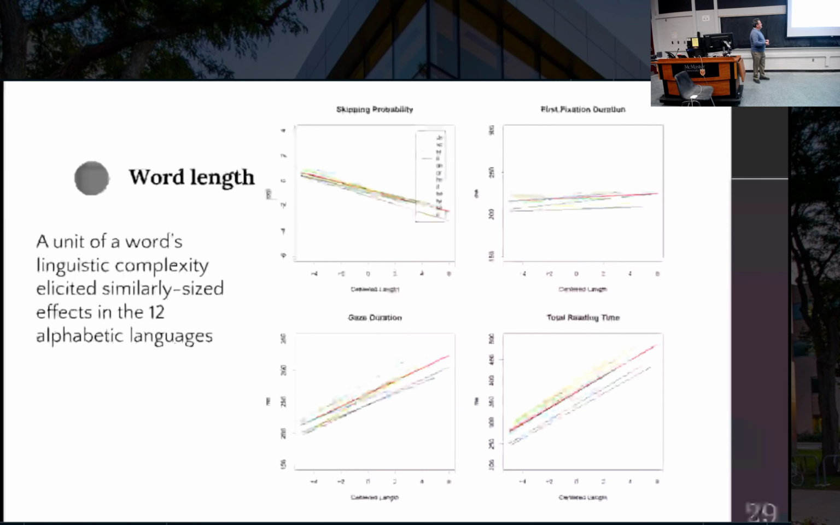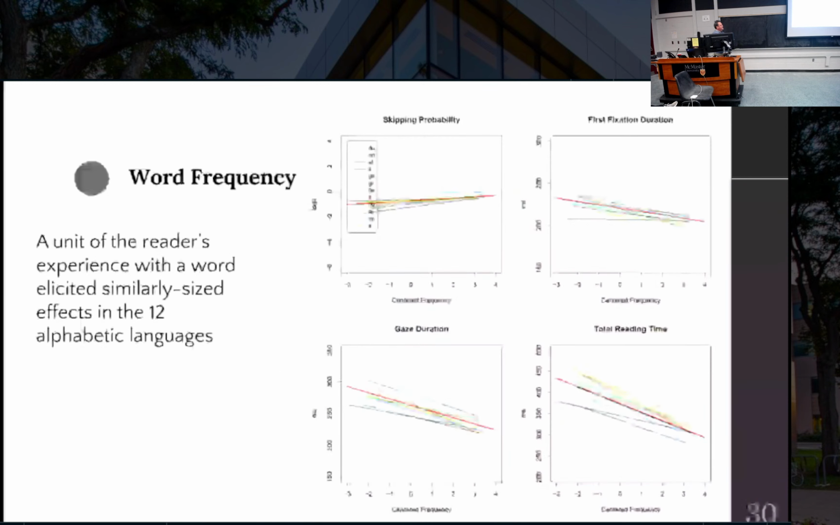Okay, so we have word length here, and without spending too much time explaining the plot, let's look just at this one. This is total reading time: how much time is spent reading the word? We have word length on the horizontal axis and total reading time on the vertical, and essentially all these lines are parallel, right? They differ in their intercept, and we sort of know that because in some languages, words just take longer to read than in others. But for every unit of word length, for every character, once we standardize across languages, the effects are exactly of the same size. So adding one character adds the same amount of processing effort in the alphabetic languages that we're looking at.